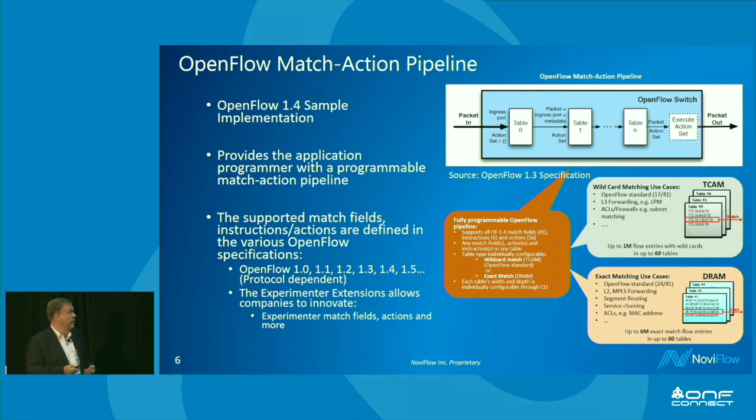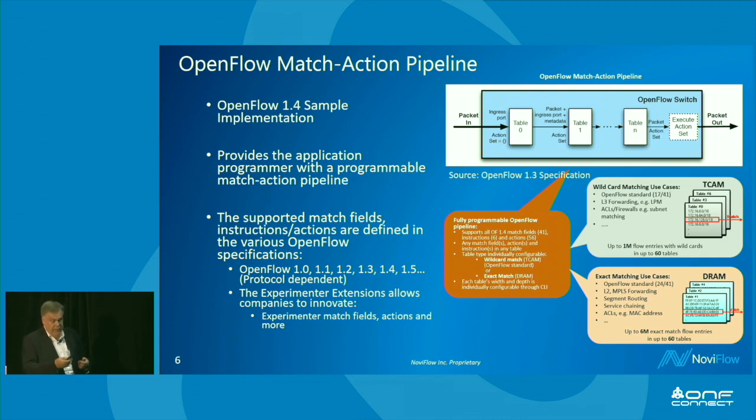And then I would say also the number of match fields and the actions available evolved over time. I think it started with 12 fields in OpenFlow 1.0. By OpenFlow 1.4, we had 41 match fields. But all of these things bubbled up through the protocol, so they were really protocol dependent.